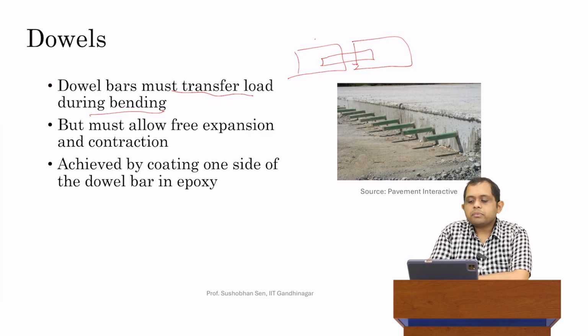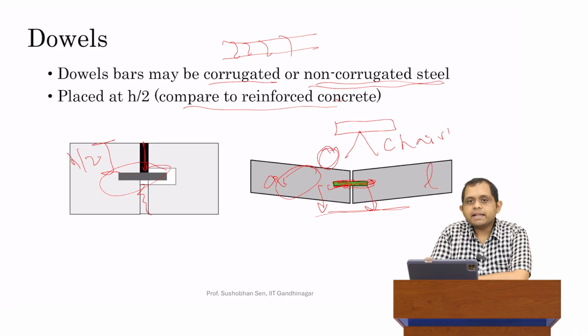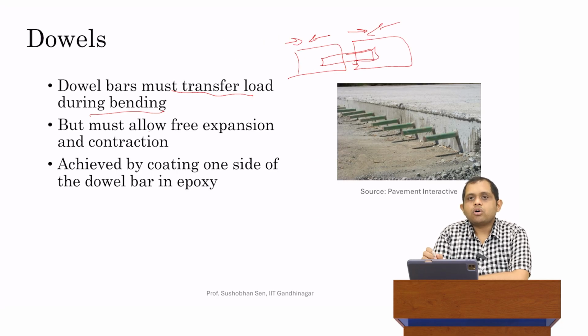What we want is that, for example, if the two slabs are undergoing compression, we want them to be freely able to undergo compression without any resistance, which means we want the dowel to easily slip from one side to the other. So again, when the slab is undergoing bending, we want a load transfer. But when the slab is undergoing compression or expansion, we don't want any load transfer. We simply want the slabs to freely undergo expansion or contraction. Therefore, in addition to enabling load transfer through bending, dowels must also allow free expansion and contraction.